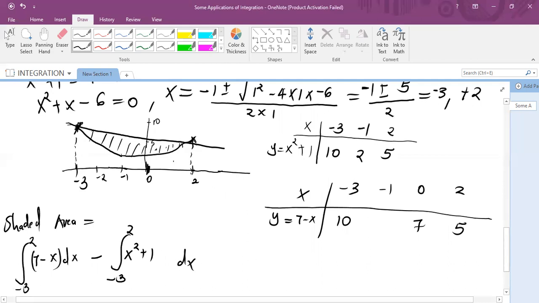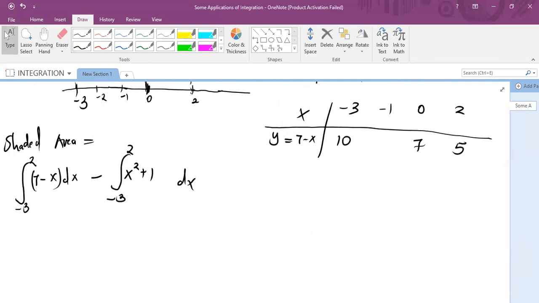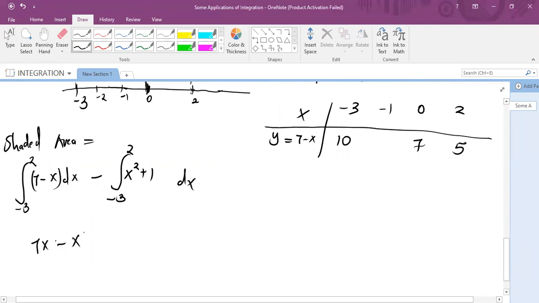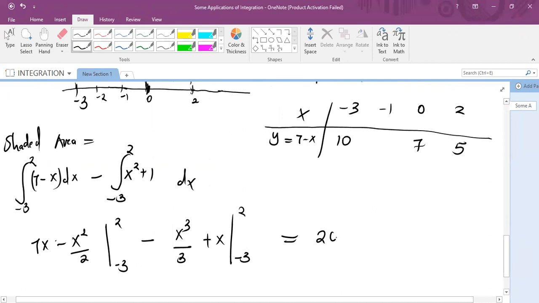So let's integrate and find our answers. Integrating that, the integral of 7 gives 7x minus x squared over 2, and the range is from -3 to 2, minus the integral of x squared plus 1, which is x cubed over 3 plus x, and the range of this is from -3 to 2. If you replace this correctly, you should be able to get that the area is 25/6 square units. And that's it, guys.